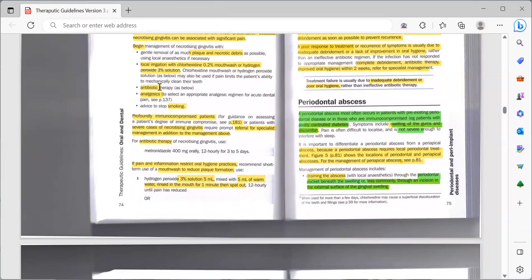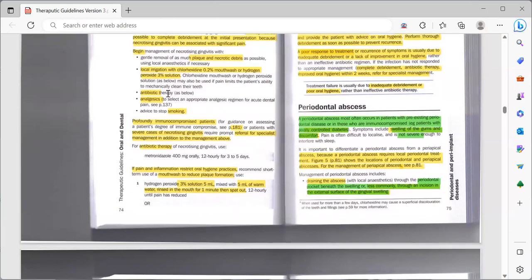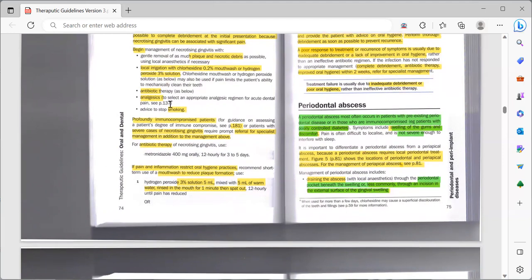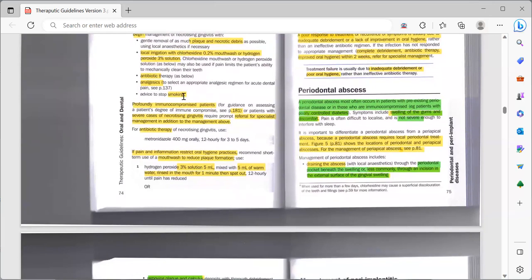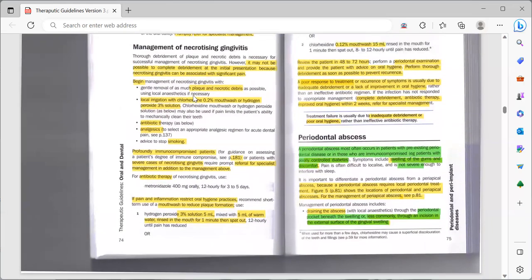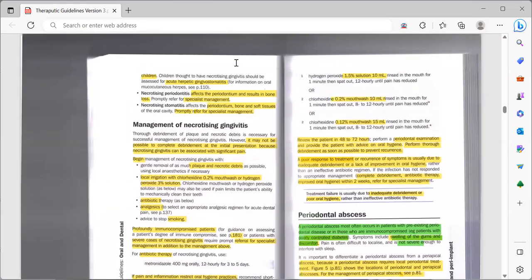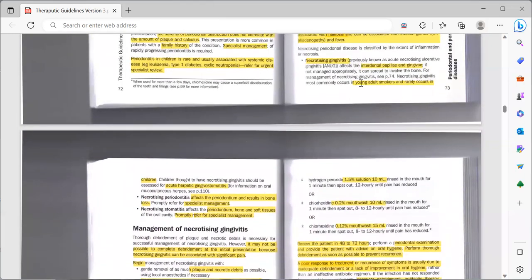And you need to prescribe antibiotic therapy. Previously we studied that for gingivitis or periodontitis we do not prescribe any antibiotic, but for necrotizing gingivitis, you need to give the antibiotic. And an analgesic, because the patient is in pain, so you need to treat the pain. Advise them to stop smoking, because that is the main reason for necrotizing gingivitis, as it is more commonly seen in young adult smokers.